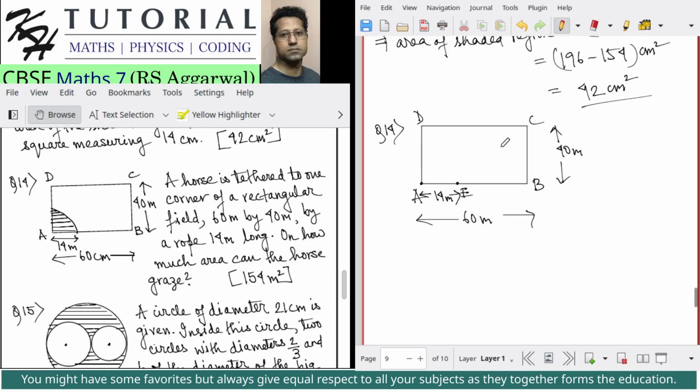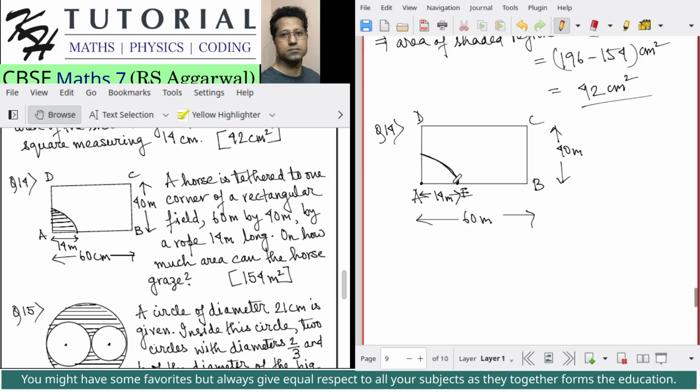Now remember that the field is a rectangular field. The horse will never go outside the rectangular field. It has to remain inside the rectangular field because the horse will only graze over the field. So definitely the area that the horse can graze is, if you consider a circle, a sector. If you consider AE is the string, the maximum area on which the horse can graze will be this sector.